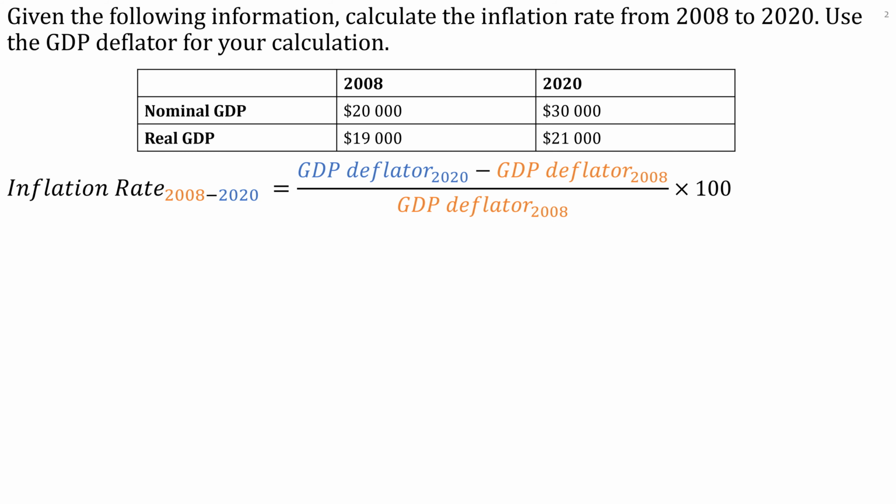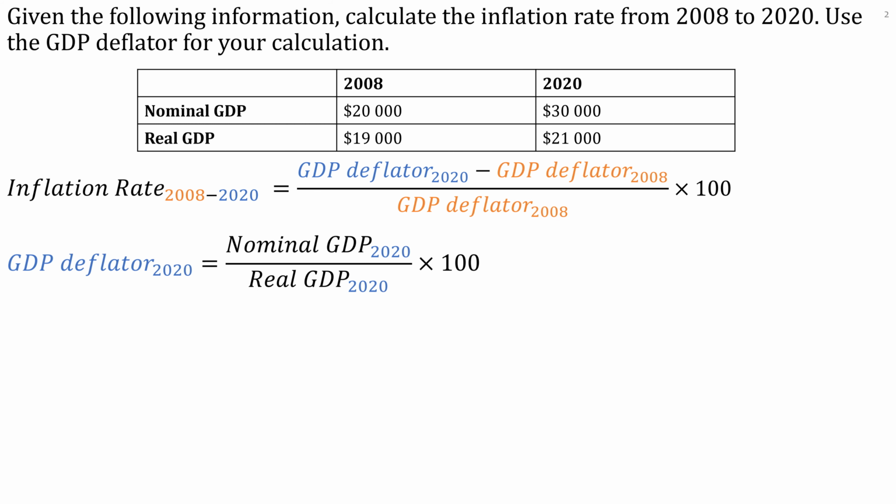Here's the inflation rate formula. Okay, so it's just the percentage change between a price index. And here's the GDP deflator formula. So before we get to actually calculate the inflation rate, we need the GDP deflator for 2020 and for 2008.